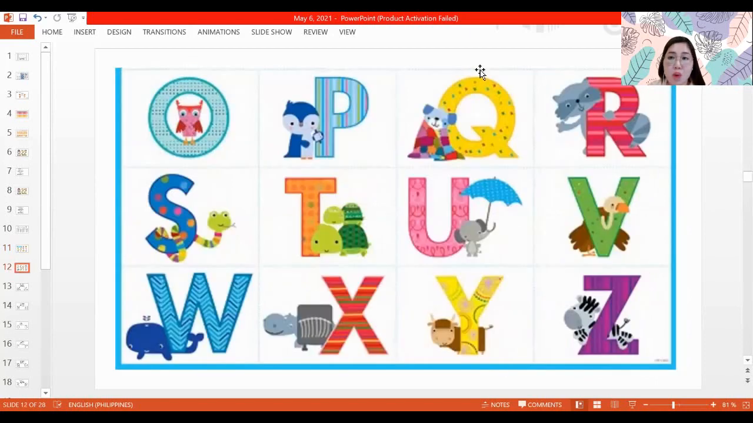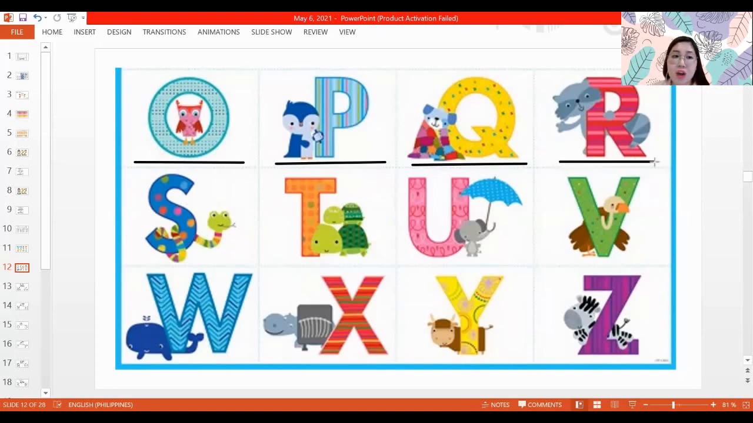We still have some more. So we have letter O, the sound of O is O for owl. Letter P, the sound of P is P for penguin. Letter Q, the sound of Q is Q for quilt. Letter R, the sound of R is R for raccoon. Letter S, the sound of S is S for snake. Letter T, the sound of T is T for turtle.